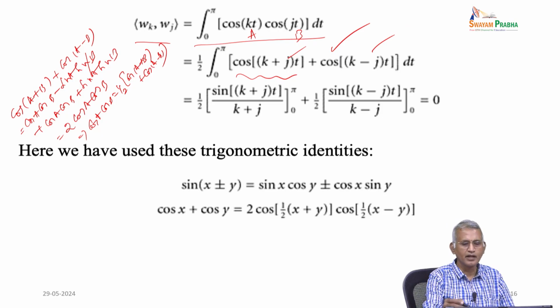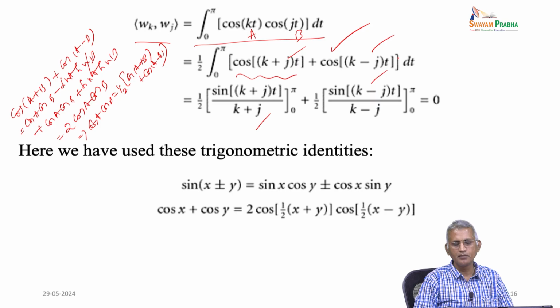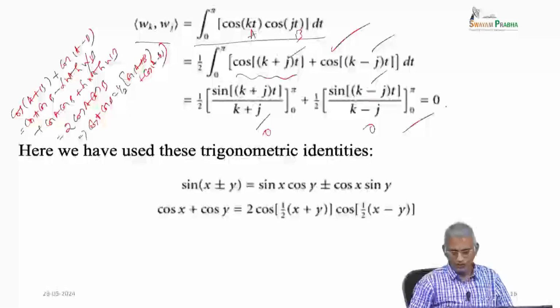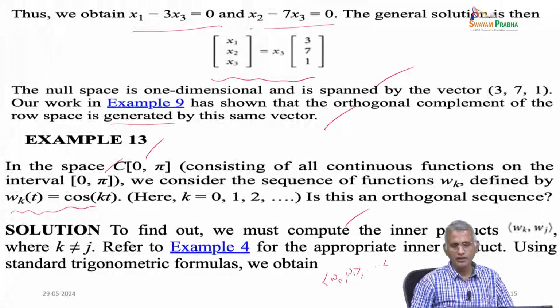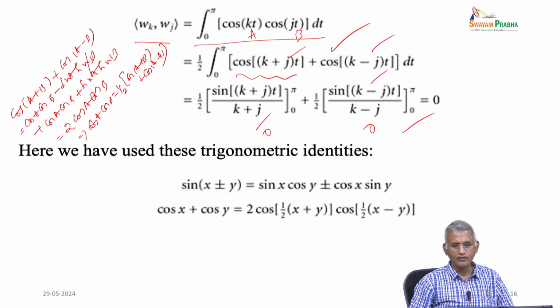Then split it into integrals. The integral of cos((k plus j)t) is sin((k plus j)t) divided by (k plus j). The integral of cos((k minus j)t) equals sin((k minus j)t) divided by (k minus j). Applying the limits 0 to pi, sin pi is 0 and sin 0 is 0. Therefore, in both cases the value becomes 0 and the net value is 0. Therefore, as per the definition, they form an orthogonal sequence.